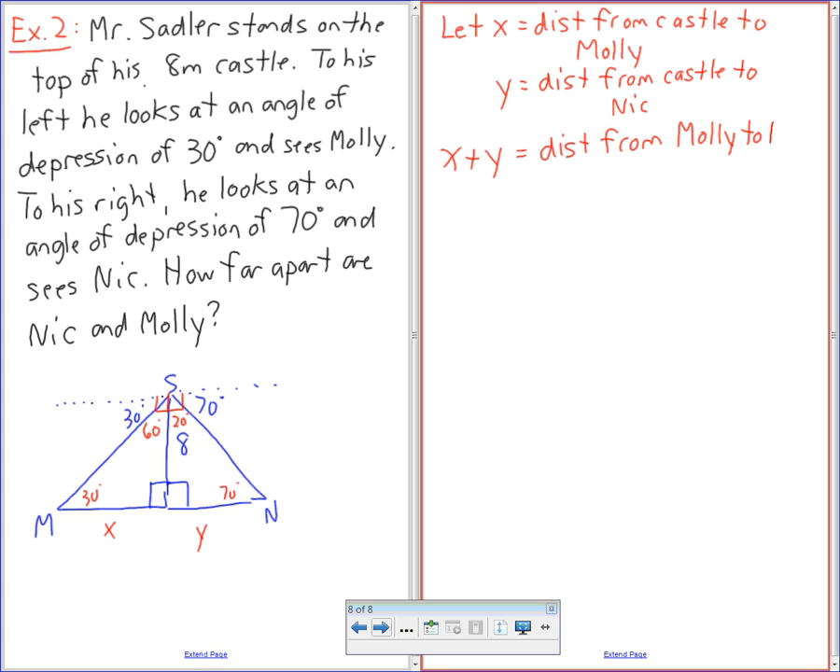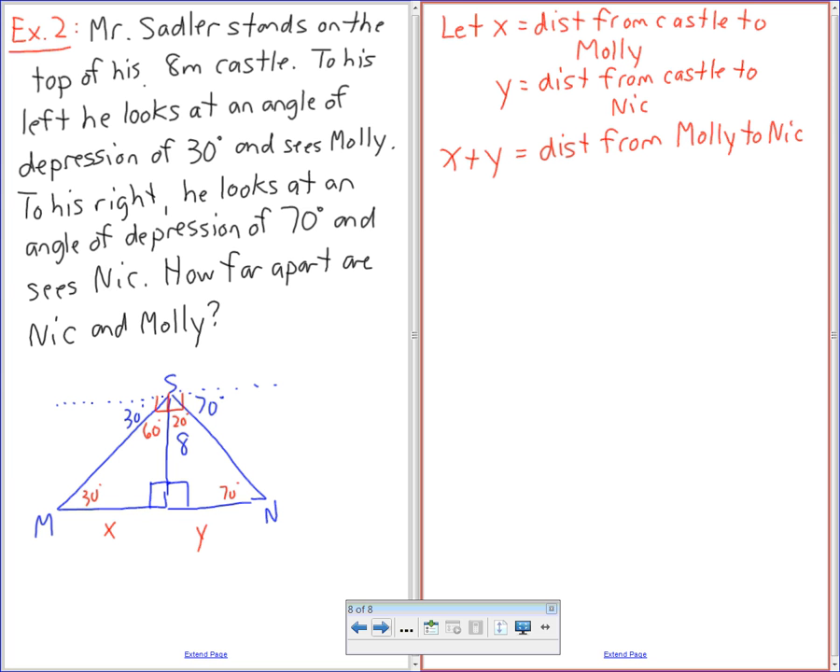Okay, now here's some time to ask questions if you need to. This is just a double triangle problem. So I think we should just get the side diagram, and then we do the math.